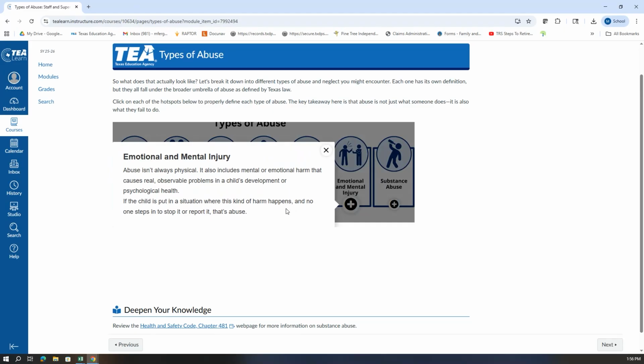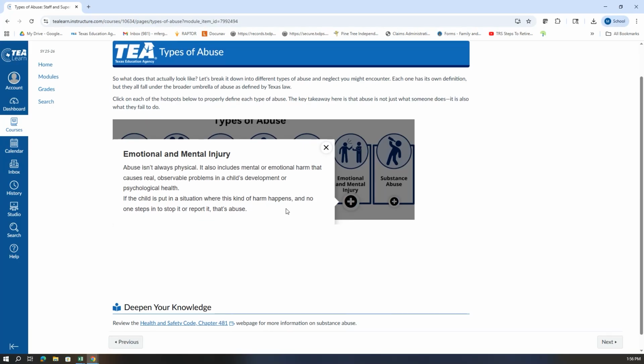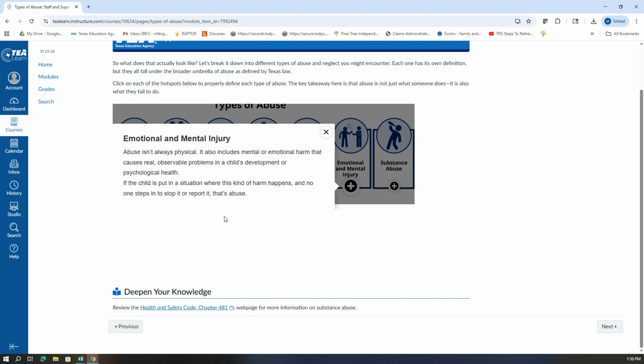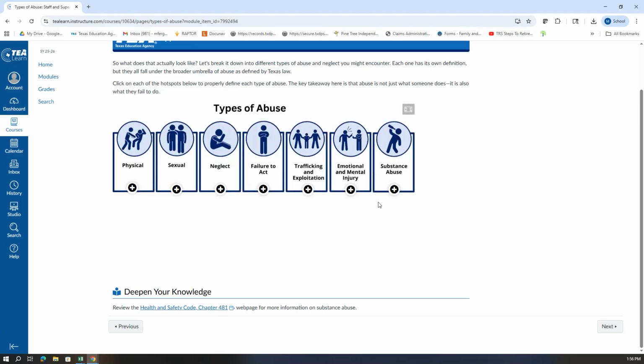Emotional and mental injury. Abuse isn't always physical. It can also be mental or emotional harm that causes real, observable problems in a child's development or psychological health. If the child is put in a situation where this kind of harm happens and no one steps in to stop it or report it, that's abuse.